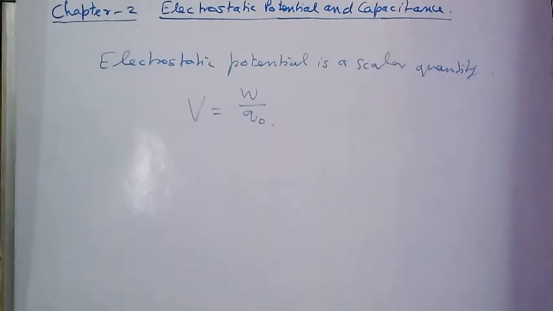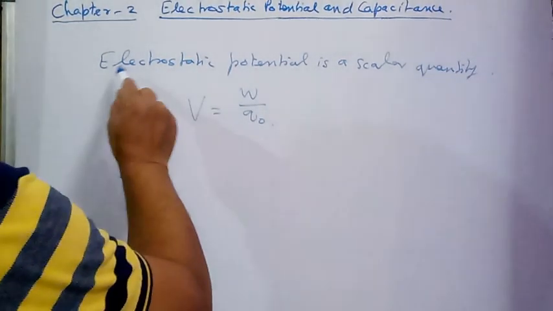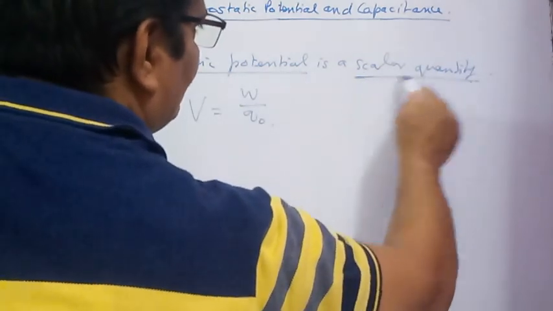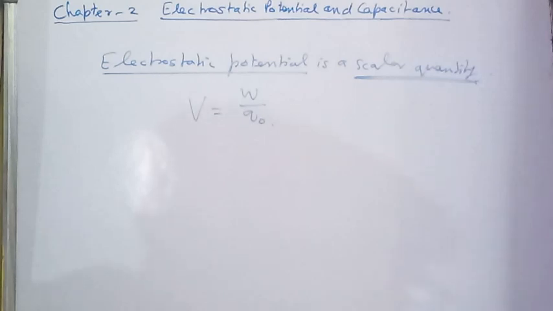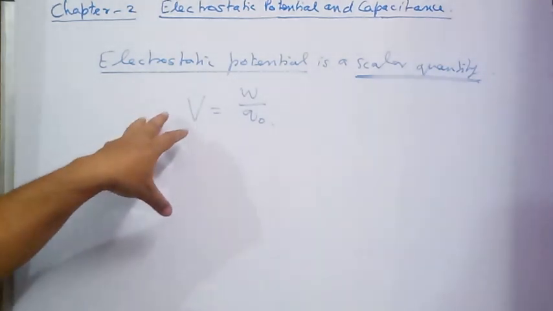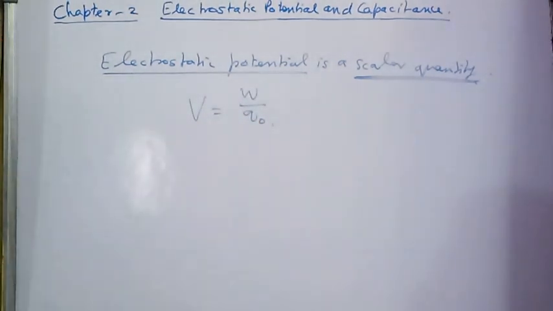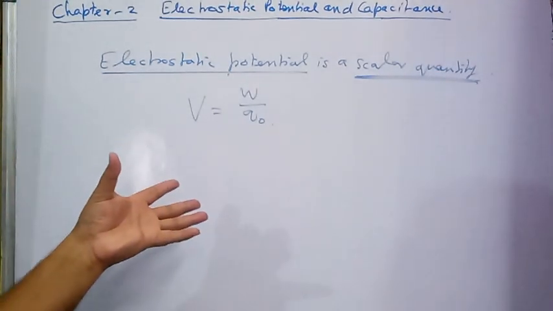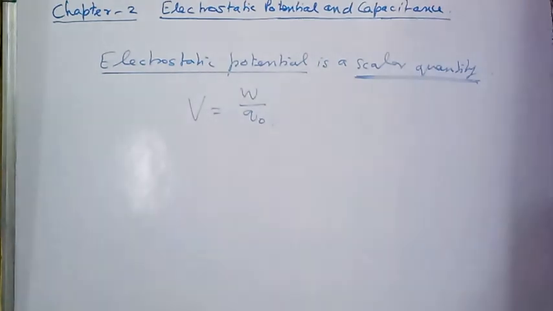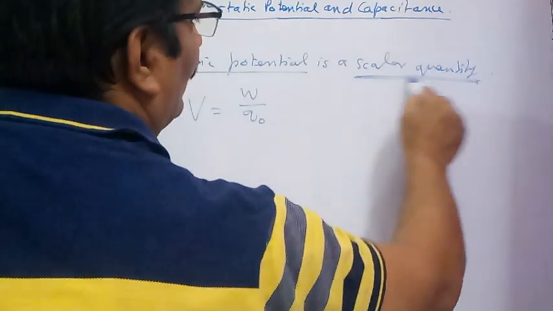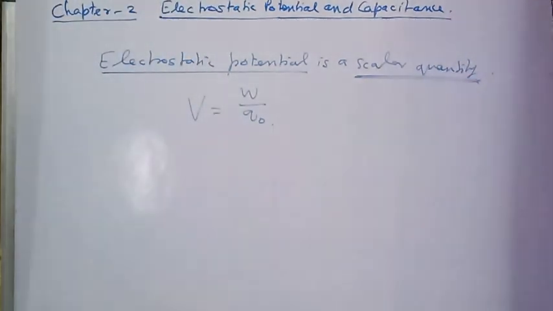Students, what can be the nature of the electrostatic potential? So electrostatic potential is a scalar quantity. It has no direction. So whenever we apply the superposition principle to get the value of electrostatic potential in the presence of many charges in the space, in that condition we need to take the algebraic sum of the individual potentials. So that is why electrostatic potential is a scalar quantity. Remember this.